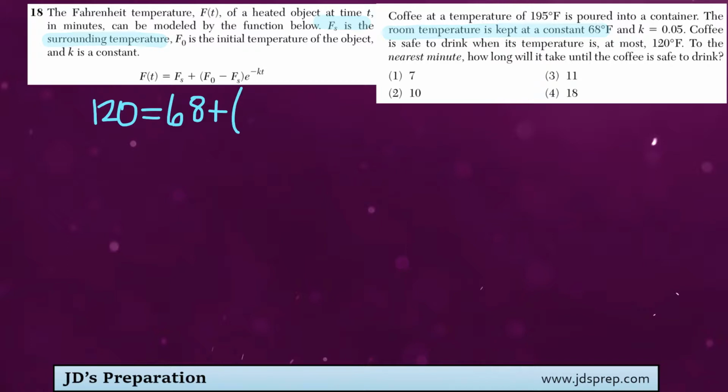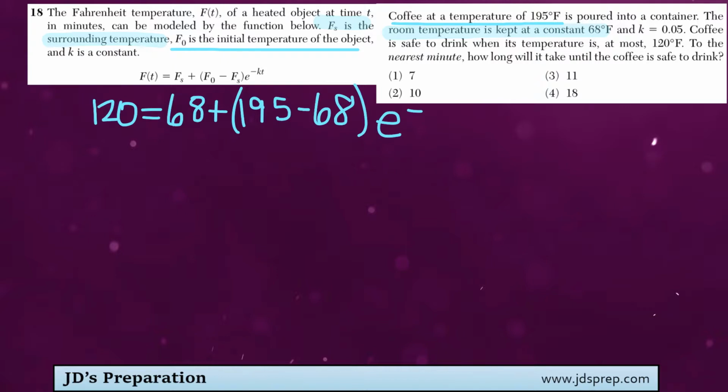And then f sub 0, well, it tells us that f sub 0 is the initial temperature of the object. And we are told that the coffee is at a temperature of 195 when it's poured into the container. So that represents our initial temperature. The formula tells us next to subtract f sub s, which again is 68. Okay, and now we're going to be multiplying that by e to the power of negative kt.